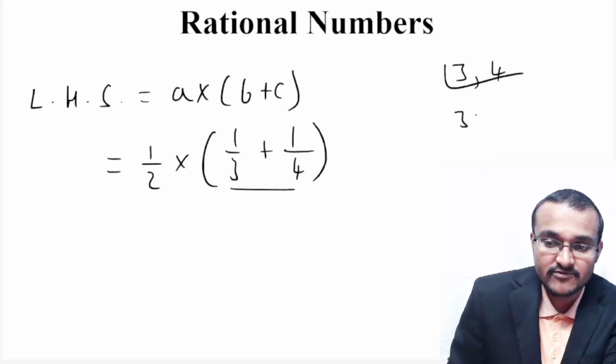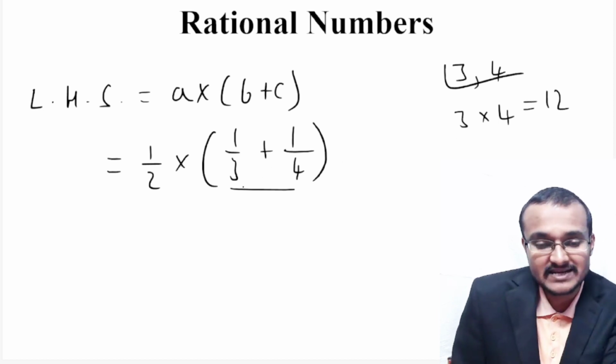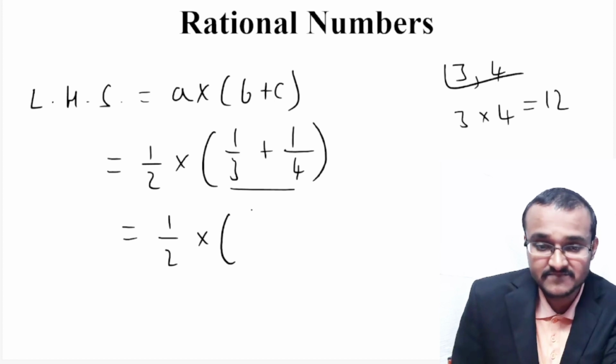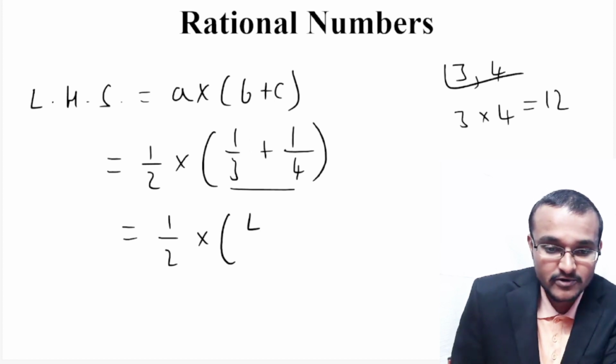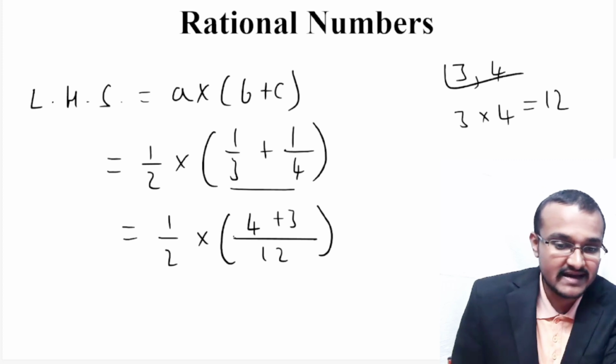So the LCM of 3 and 4 will be 4 3s are 12. So 12 is the LCM. Now you can substitute that LCM and actually solve this particular fraction. The answer you get after solving it is: 3 1s are 3, 4 3s are 12. So 4 plus 3 divided by 12 will be the answer.